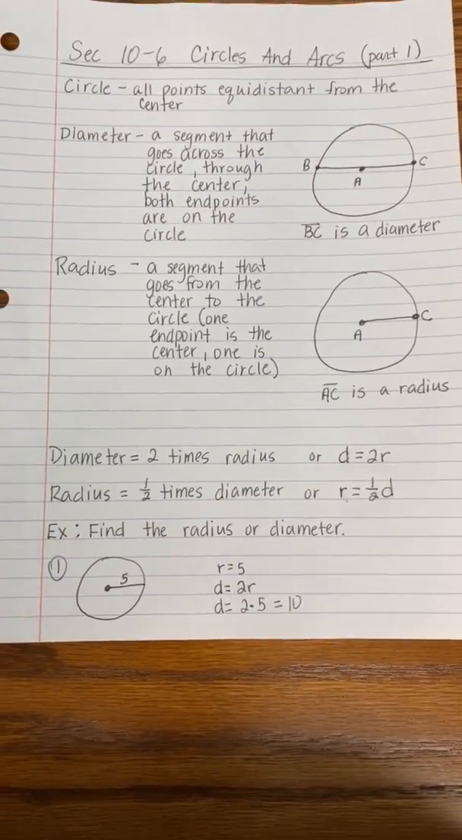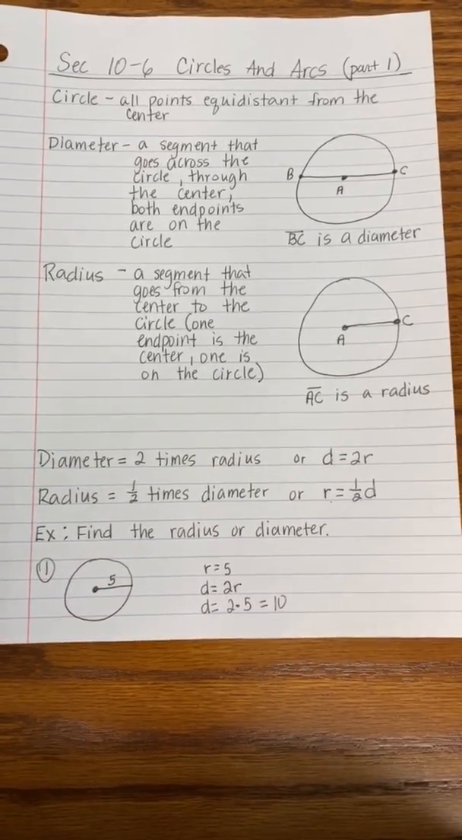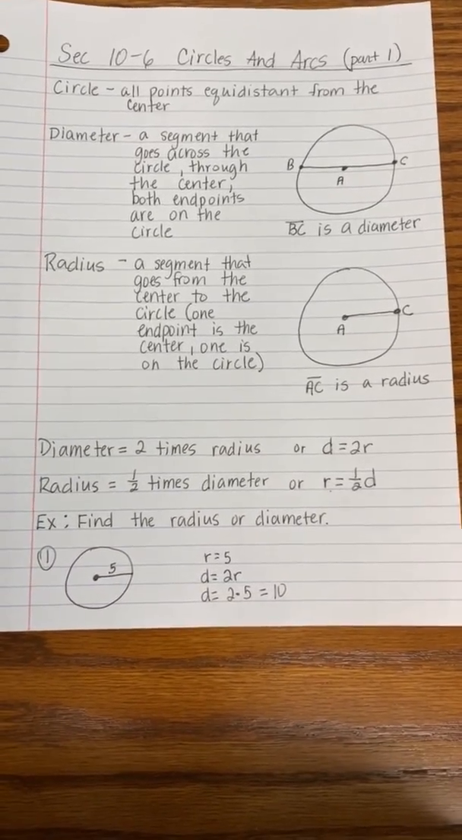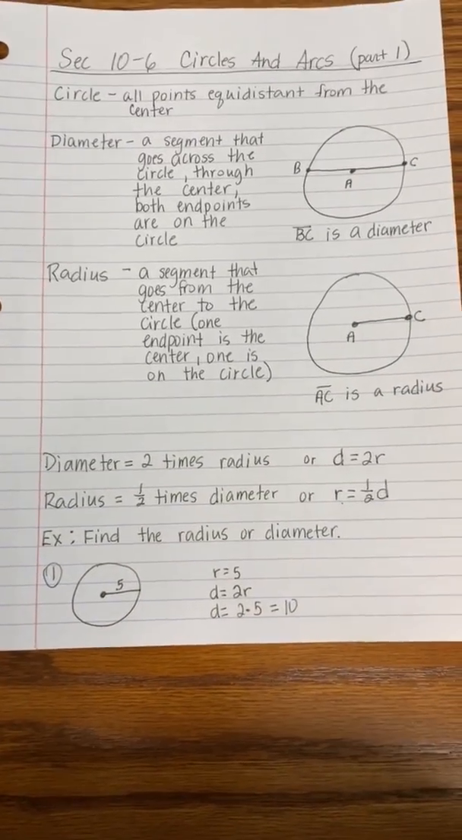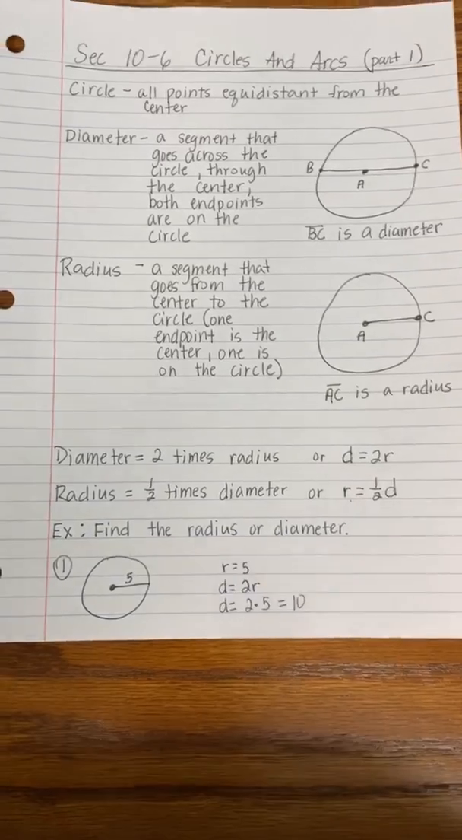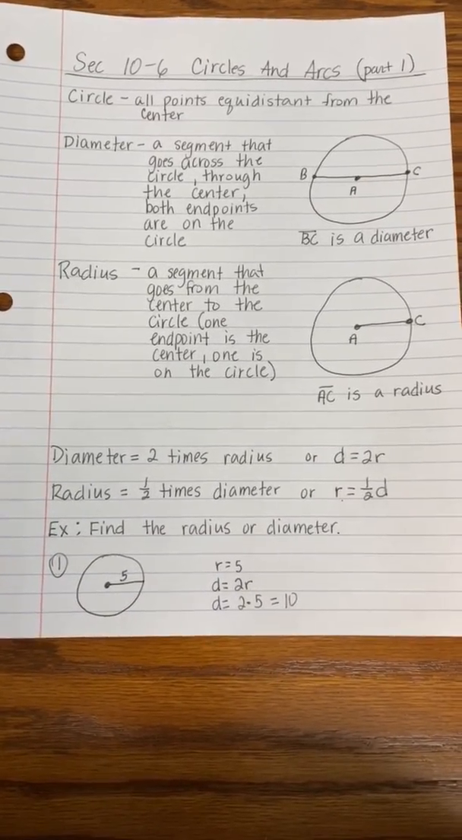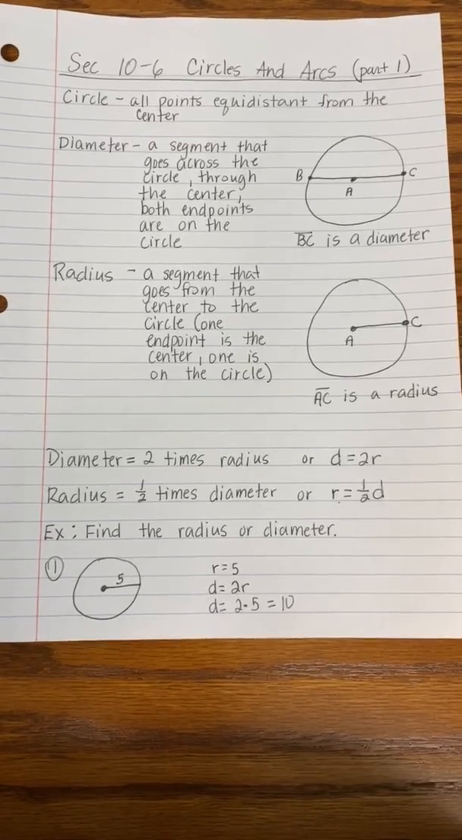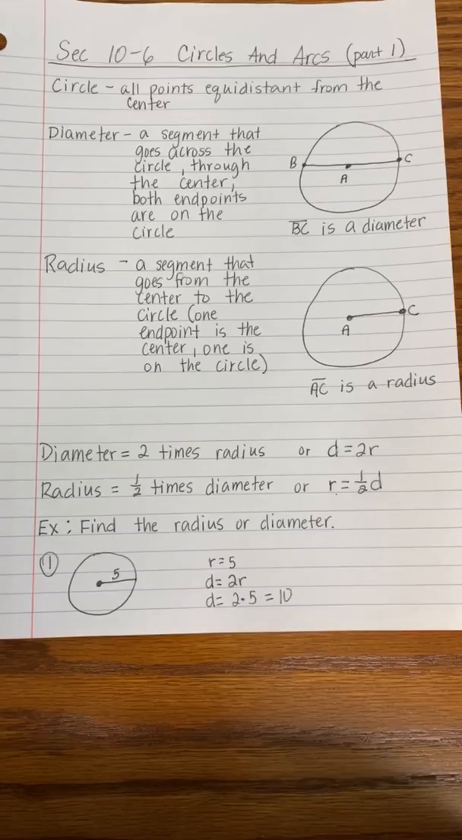All right, so we're going to jump into chapter 10, sorry, section 10-6, circles and arcs. And today's going to be part 1 of part 3. So the first definition is just an overall circle. I think you guys know what a circle is. It's all points that are equidistant, so the same distance from the center of the circle. That's why a circle is perfect, because it's equal distance all the way around.